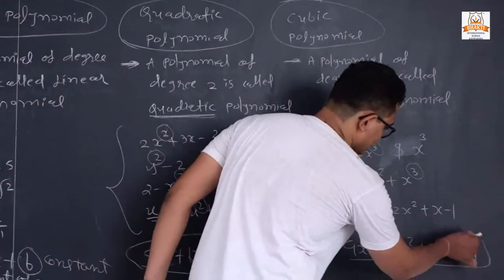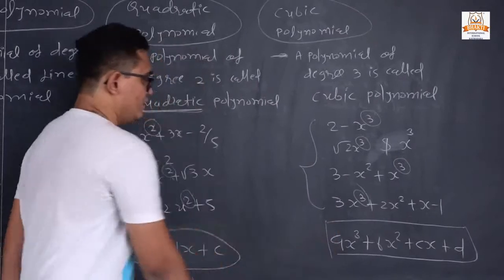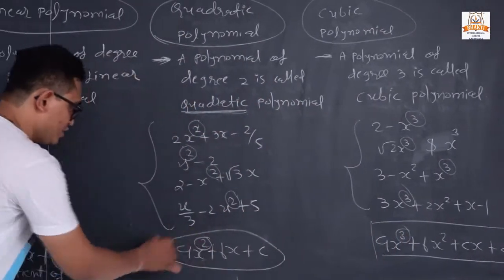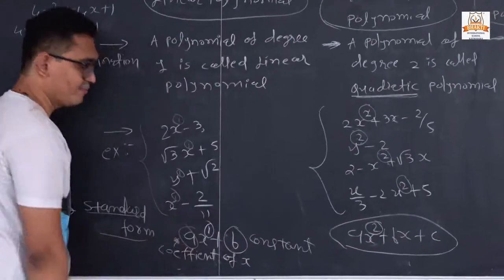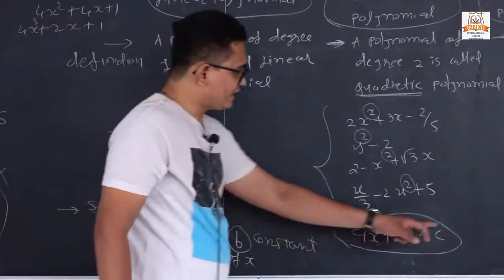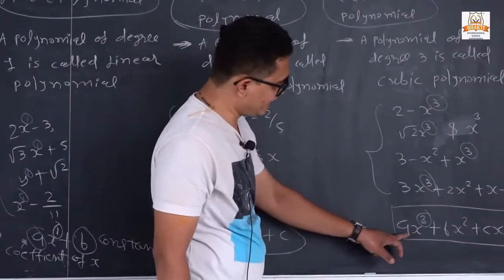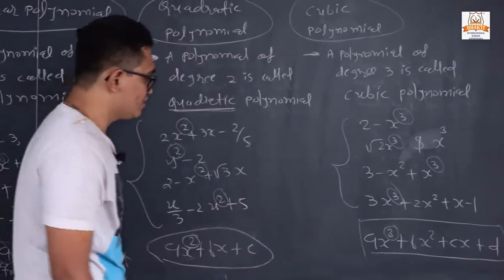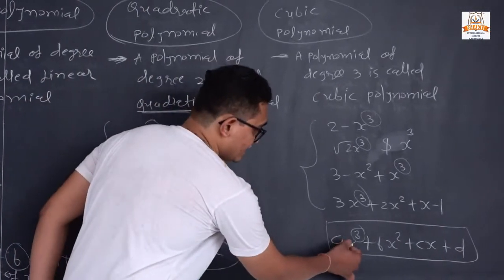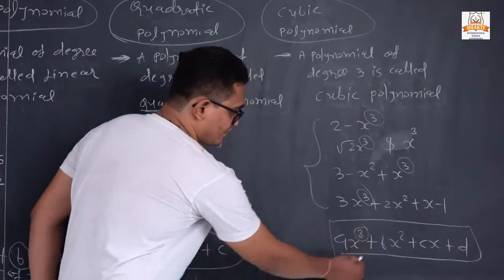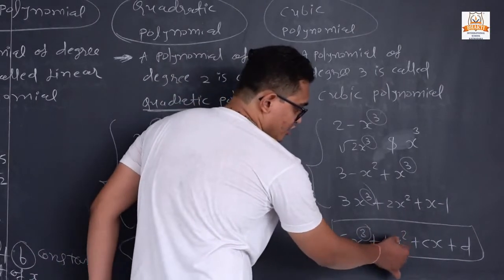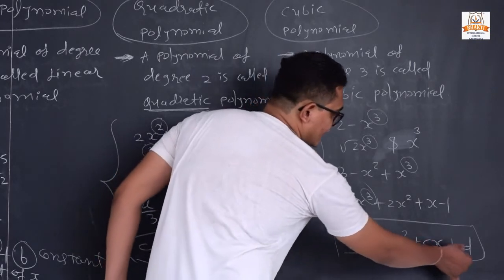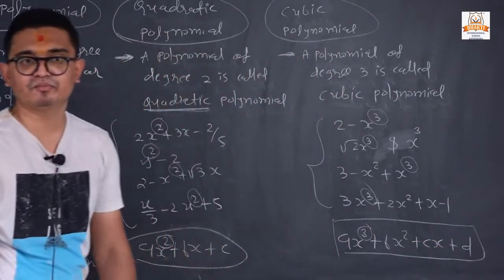See here, ax cube, then x square and x to the power 1, so the maximum degree is 3. So ax cube plus bx square plus cx plus d. a is the coefficient of x cube, b is the coefficient of x square, c is the coefficient of x, and d is the constant term.